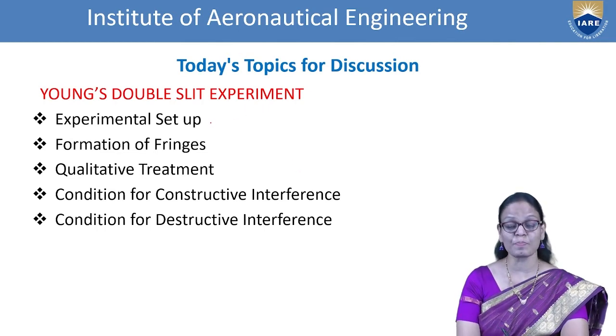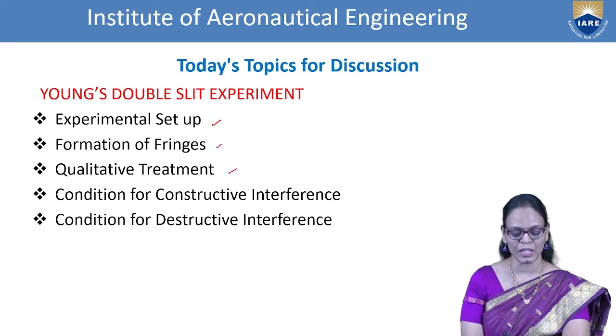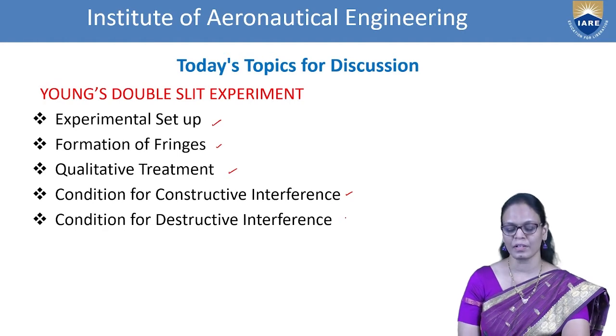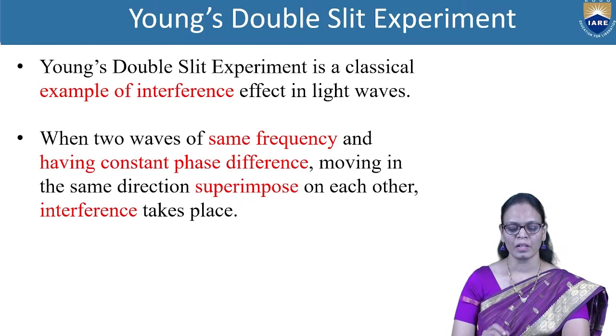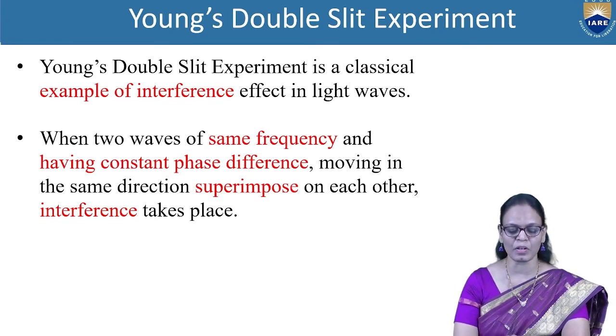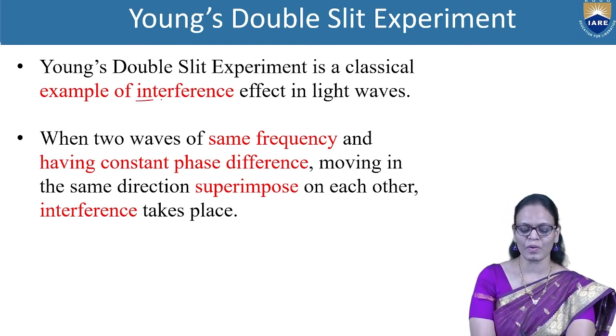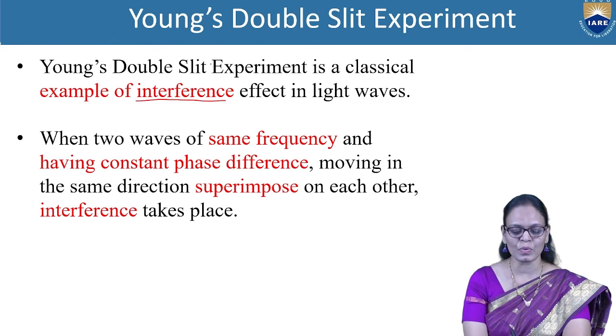First, we'll be seeing the experimental setup for the Young's double slit experiment. Then we'll see how the fringes are formed. And then we'll do the qualitative treatment and understand the conditions for constructive interference and also the conditions for destructive interference. Now coming to Young's double slit experiment, it is a classical example of interference effect in light waves. So we are going to study interference using this experiment.